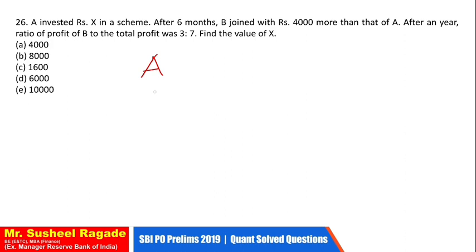A invested X in a scheme, and after 6 months B joined with 4,000 more. So this is X plus 4, we can write just as a 4. After a year, it means that A was in business for 12 months and B was in business for 6 months, because he joined after 6 months. So now we know that the profit will be divided in what proportion? The multiplication of time period and the amount invested.